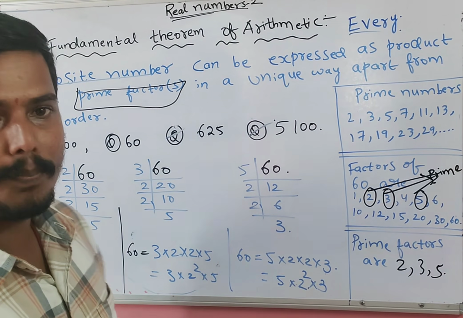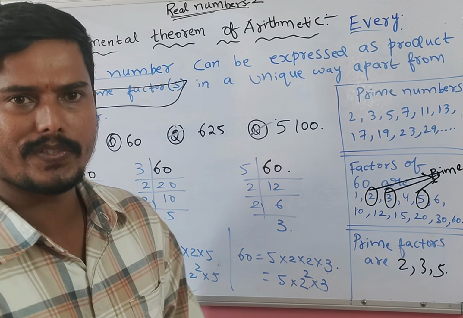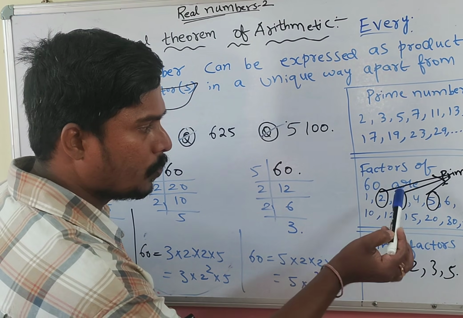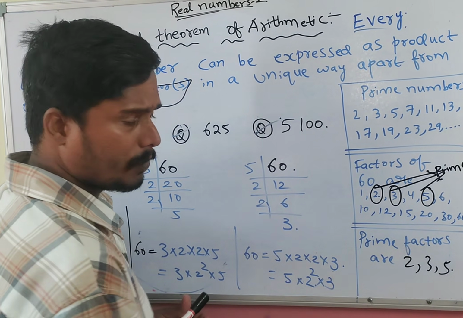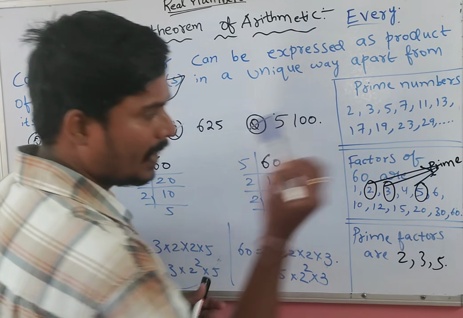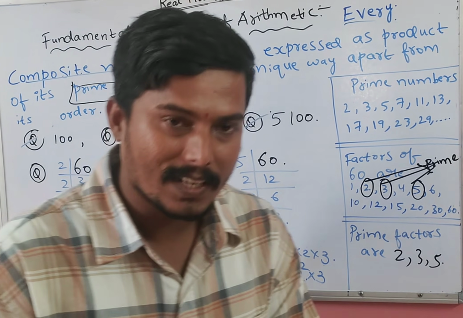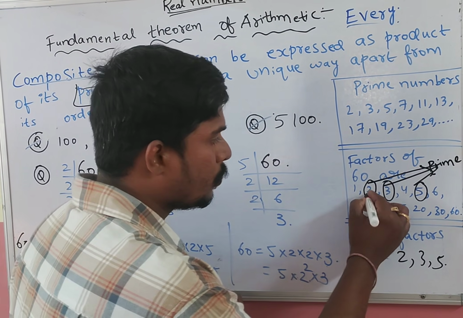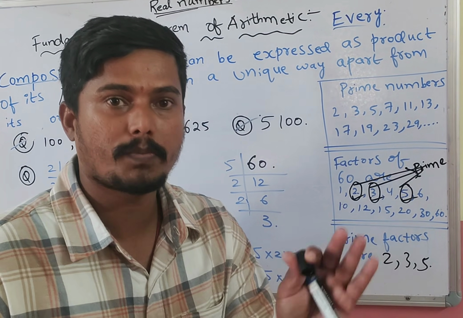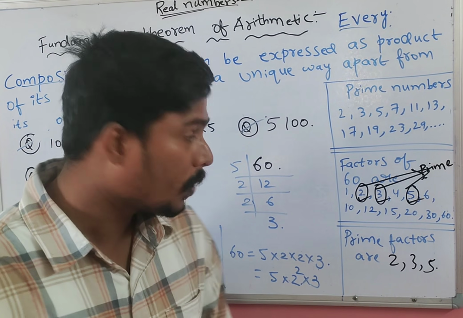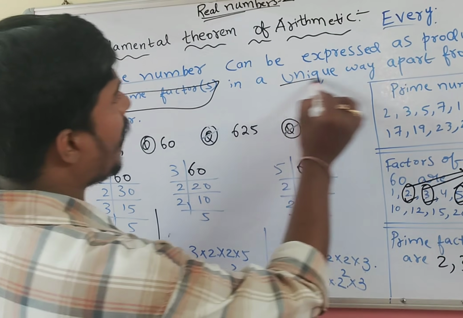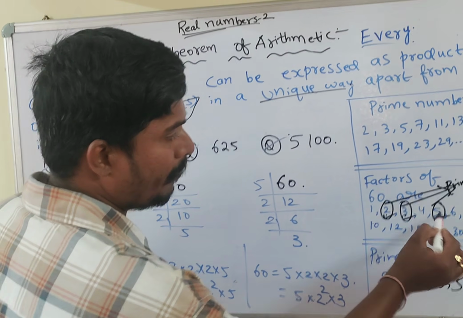Now, before finding the prime factors of 60, I'll find the factors of 60 using the factor method. The factors of 60 are 1, 2, 3, 4, 5, 6, then 10, 12, 15, 20, 30 and 60. Out of these, which are prime factors? There are 3 numbers which are prime. What are they? 2, 3 and 5. So 60 will be expressed as a product of its prime factors using only 2, 3 and 5. Now you may ask, sir, what is the unique way? It is very simple. They will have 2, 3, 5 only.